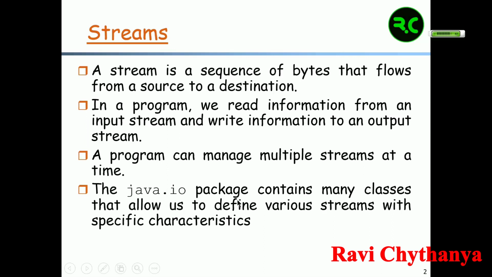The java.io package is the main package which contains the classes that allow us to define various streams with specific characteristics. The java.io package has different streams to define ways to read in and write out information to particular places.